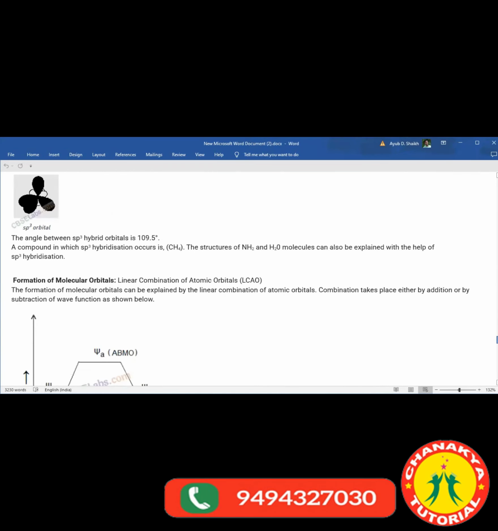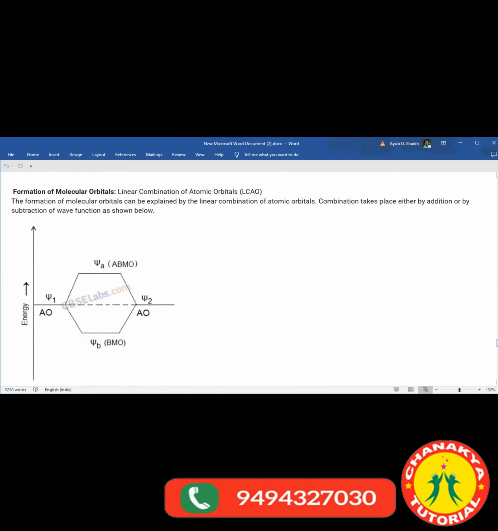We have learned about these types of hybridization, right? Formation of molecule means we are supposed to start. Okay, now see in this formation of molecular orbital, what is given? It's a linear combination of atomic orbitals. In short form, we call it LCAO, the abbreviation for linear combination of atomic orbitals. What is given in this check?